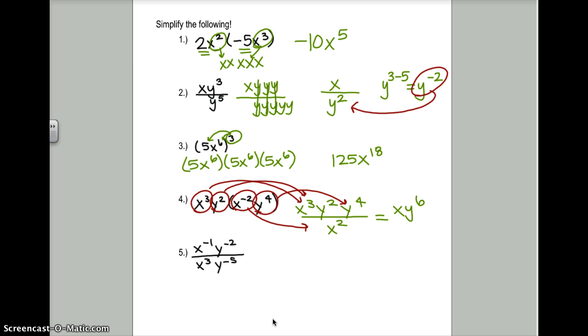Okay, last one. The fraction bar's already there, so you're just going to start moving stuff.